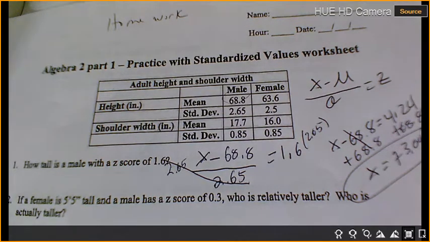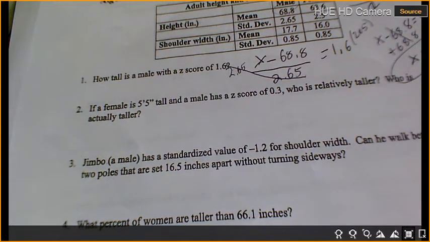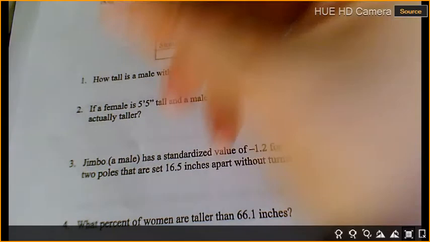Okay, number 2 is a little bit complicated because it says, if a female is 5 feet 5 inches tall, and a male has a z-score of 0.3, who is relatively taller, like that much taller than the mean, and who is actually taller? So first of all, let's figure out this girl. She's 5 foot 5 inches. How many inches is that total? How many inches are there in a foot? So 12 times 5 is 60, plus 5 more means she's 65 inches.